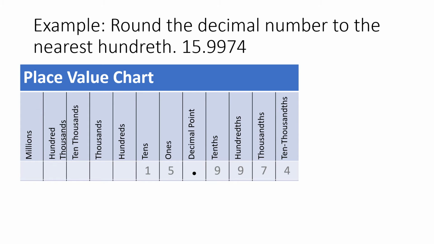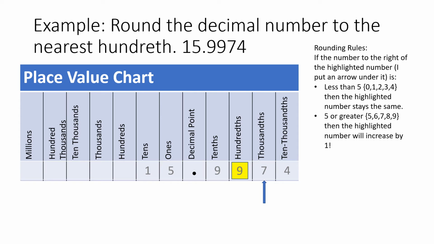Okay, let's look at a harder example. We're going to be rounding to the nearest hundredth place again. We have 15.9974, and so I'm going to locate the hundredths place, which is a 9, and I'm going to look at the number to the right of it, which is a 7. And so following my rounding rules, since it is a 7 that's greater than 5, then my number 9 is going to increase by 1.